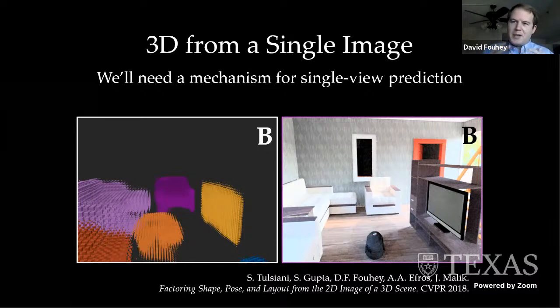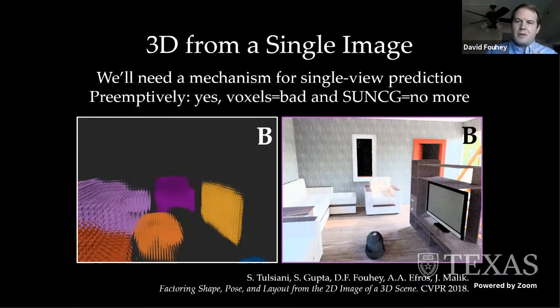Now, preemptively, before I get to this part of the talk, I'm going to be showing you some work from about 2 years ago, which we're building upon, and a representation. Preemptively, I know that voxels are bad and there are better representations. I can't go back in time and invent implicit functions before they were invented. And I also know that SunCG is a data set which is not used anymore, and there are a lot of better data sets, but this was the paper that we submitted 2 years ago.